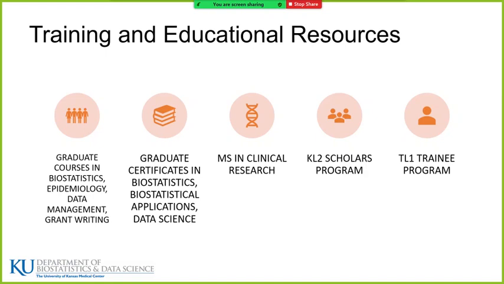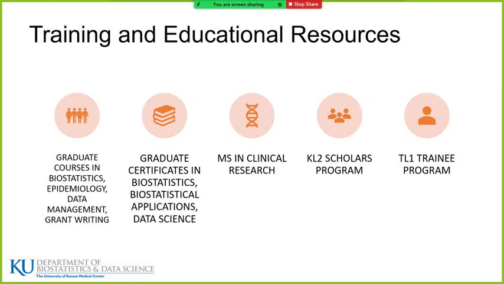If you want a little bit deeper dive into some of these concepts, you're welcome to take a look at the course catalog online, and you will find a variety of graduate level classes in biostatistics, either a general treatment of the subject or a specific, very deep dive into a particular method like linear regression, analysis of variance, non-parametric statistics, multivariate statistics, survival analysis, those kinds of things. There are courses in epidemiology, courses in data management, and in grant writing.